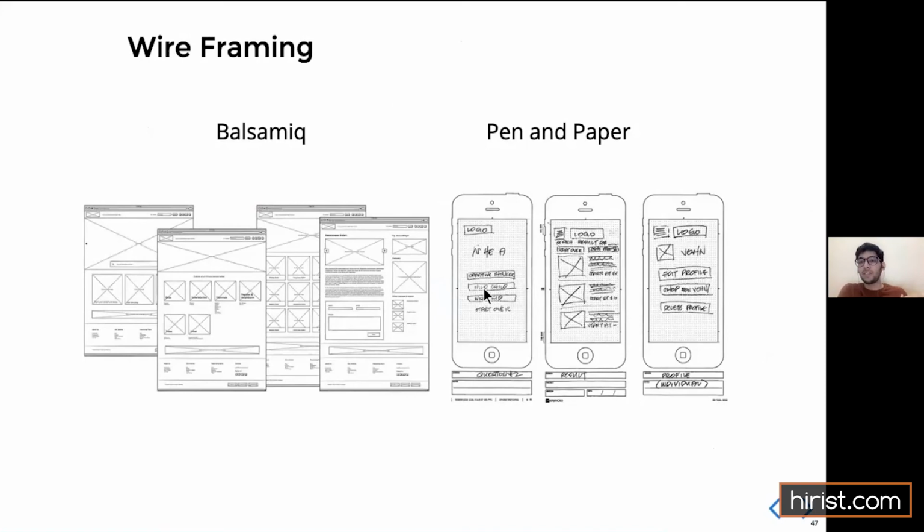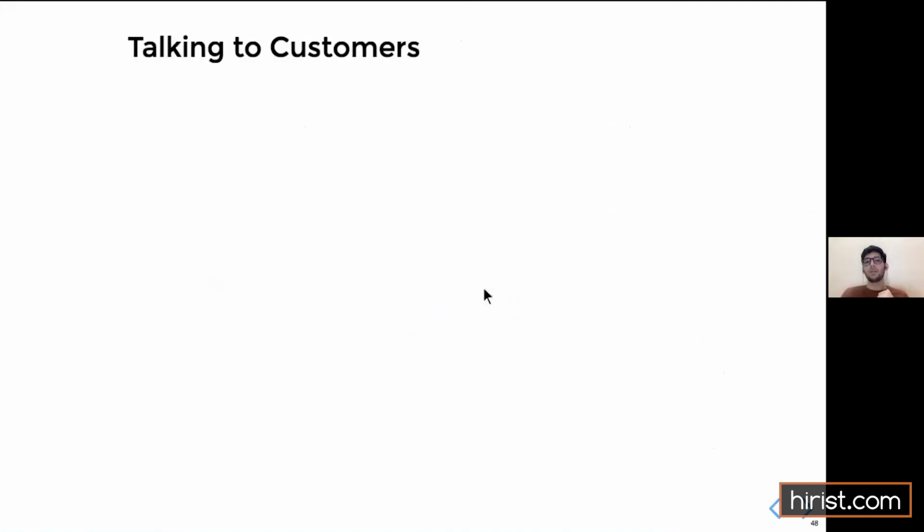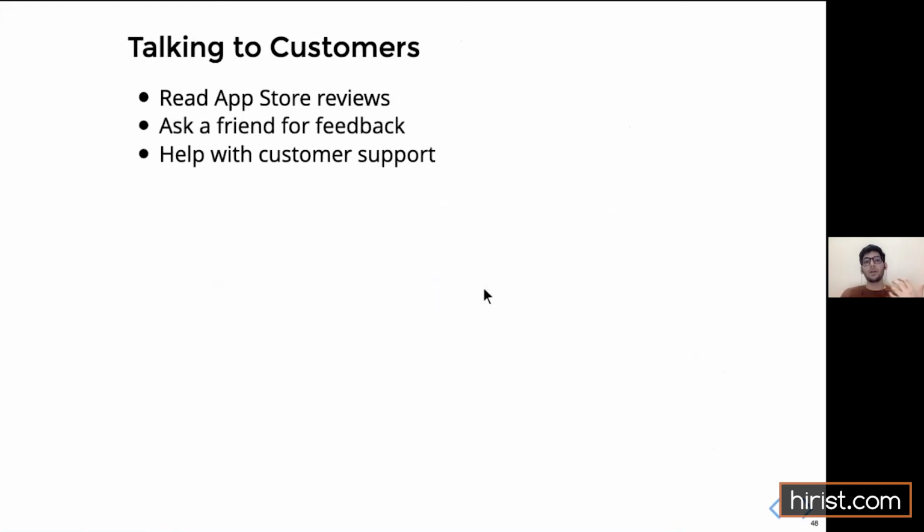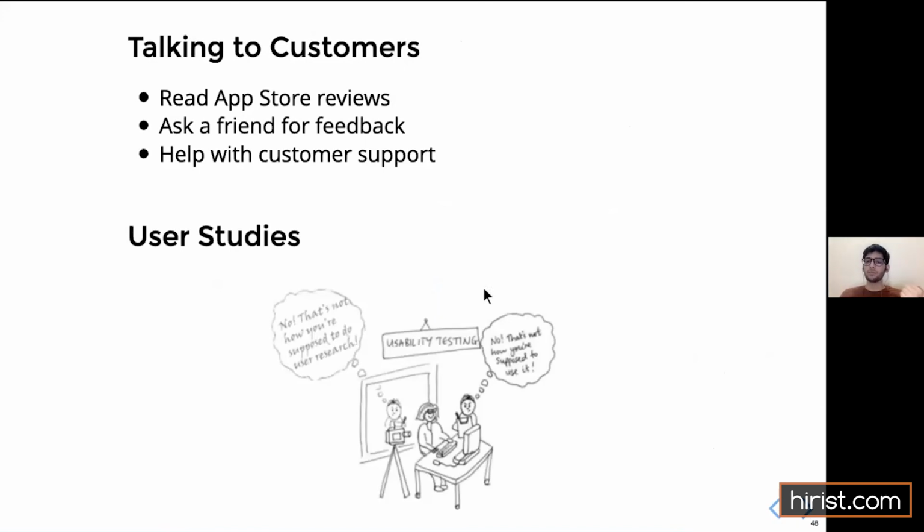Otherwise, five engineers are going to have one conception of the design, the other five engineers are going to have another conception of the design, and then there's going to be a lot of friction between them. Talking to customers is really important. Read app store feedback, ask a friend for feedback, help with customer support, do user studies. All of these things are super important. So that is all in the cost of change.